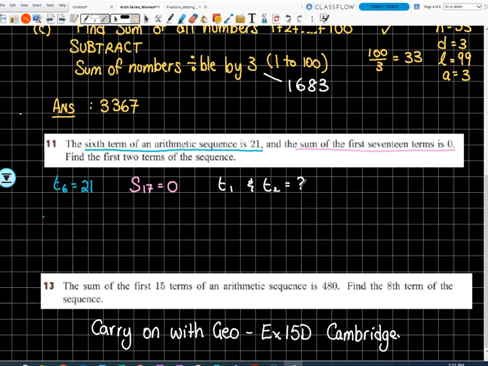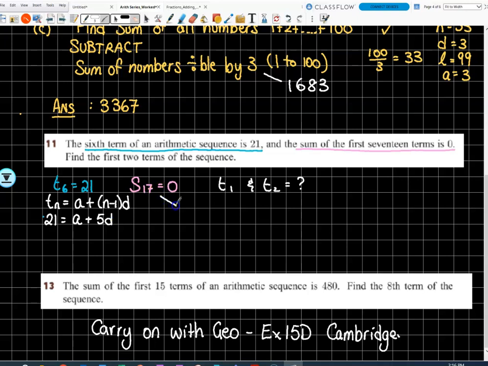So where could we start? When we've got this, what's the only thing we could use this for? Tn equals A plus n take 1 times d. Do we agree? So if we're popping that in, we'd get 21 equals... do we know what A is? No. N take 1, so n is 6, so I get plus 5d. We don't know where it's going, but we're just saying, well, this is all we've got. We're just going to use it.